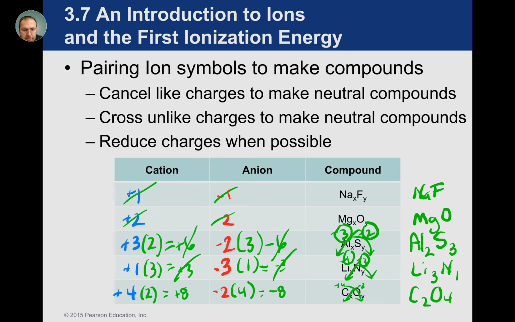The +8 and -8 cancel. And there's only one mistake, because the mistake here is that 2s and 4s can be reduced. So you can reduce a 2 and a 4 to a 1 and a 2, and that's why we get carbon dioxide. So the actual answer there is really CO2, because you can reduce a 2 and a 4.